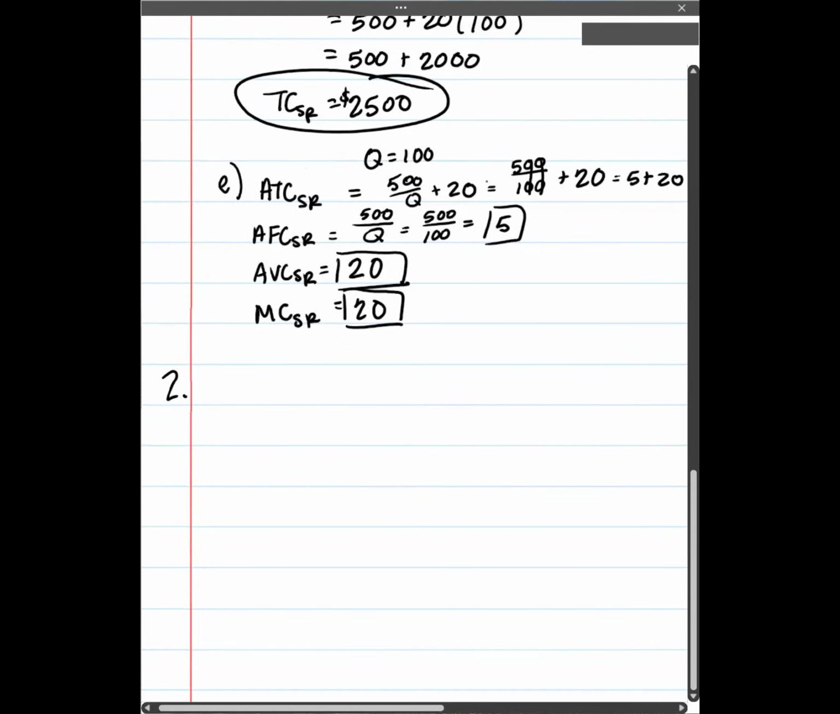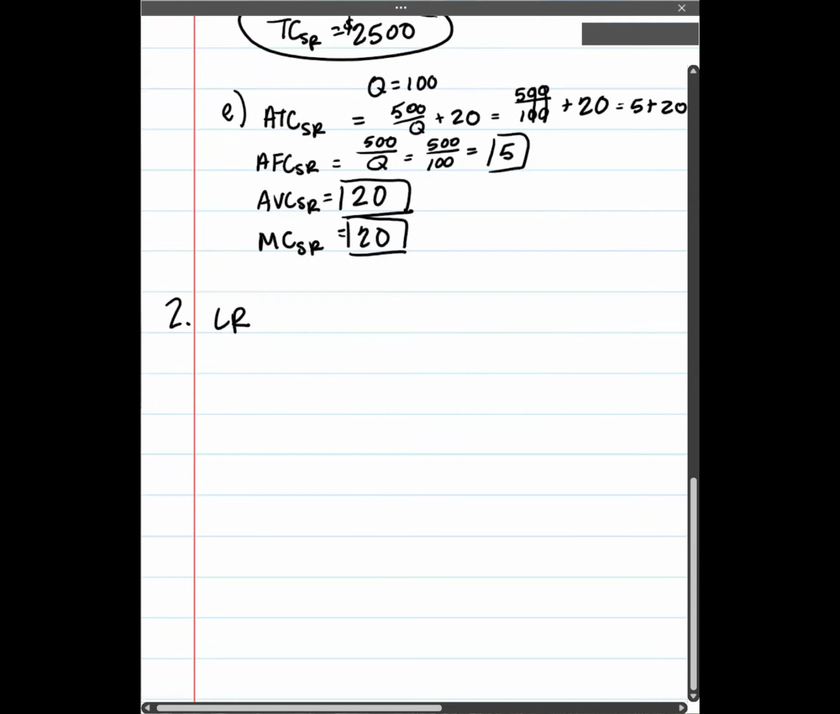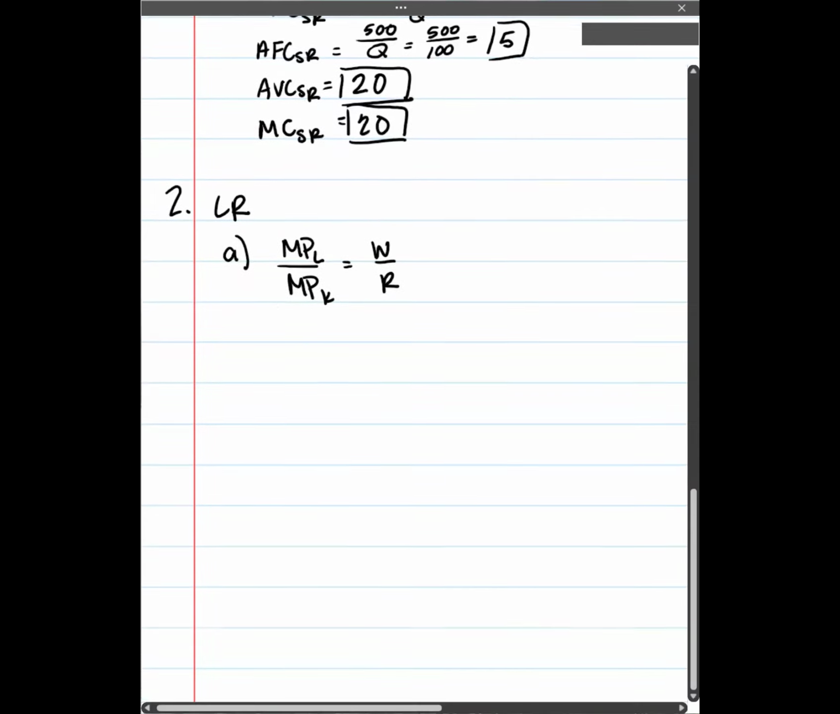Now we're going to move on to number 2, where we're looking at the long run. So now in the long run, both capital and labor can vary. So for part A, now we want to know what Fry Supply's demand for each input, capital and labor, is in terms of Q in the long run. So we have to solve for Fry Supply's cost minimization, right? So we need to find where its isocost curve is tangent to its isoquant curve.